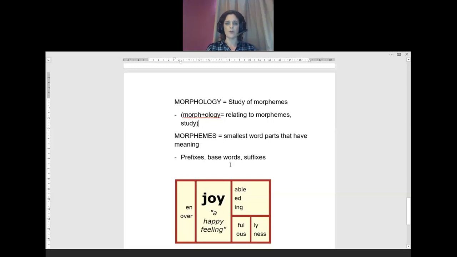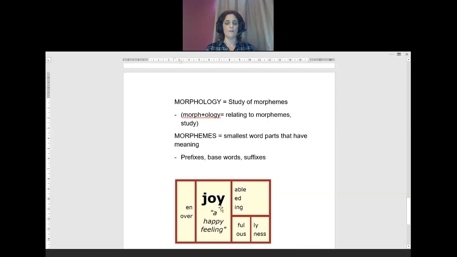So if we have a look down here, we can see we've got the word joy. Now, joy is a base word. It's a word that can be on its own. So any word that can be on its own and then you can add other word parts to it, that is a base word. So here we have joy, that is the base word, and we can make other words from joy. We could make enjoy.